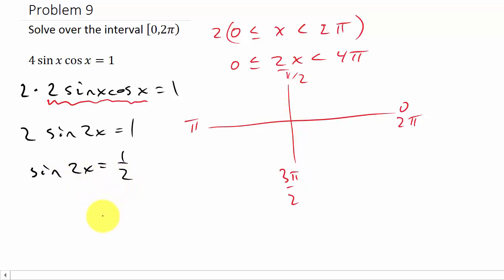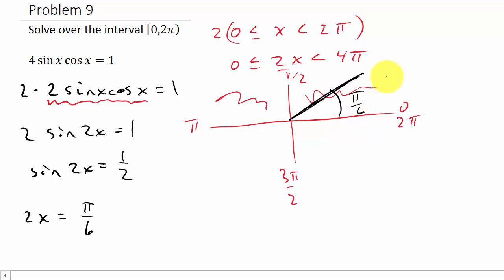Alright, so I've got sine is equal to a positive number. So that tells me my solutions are in the first and second quadrant, because that's where sine's positive. So that gives me 2x is equal to, well, that's what, 30 degrees? So that would be pi over 6. That's my first quadrant solution. And if you watch the other videos, that's also my reference angle. But in this case, the reference angle is also a solution because the sine is positive.